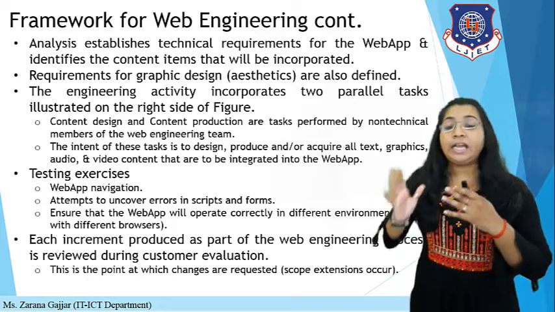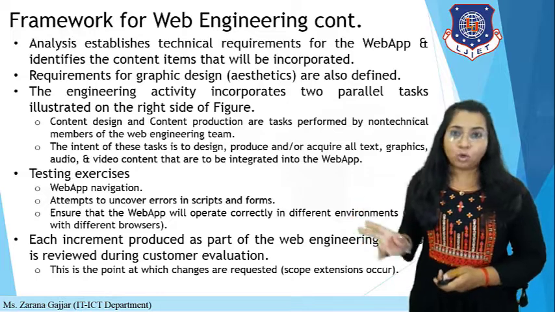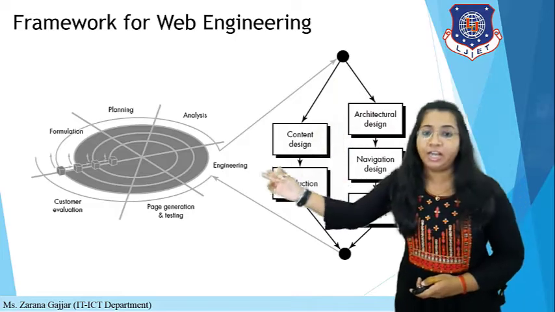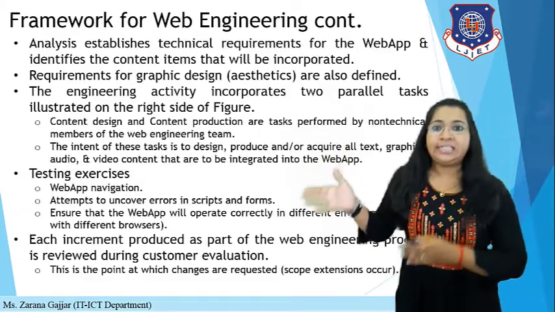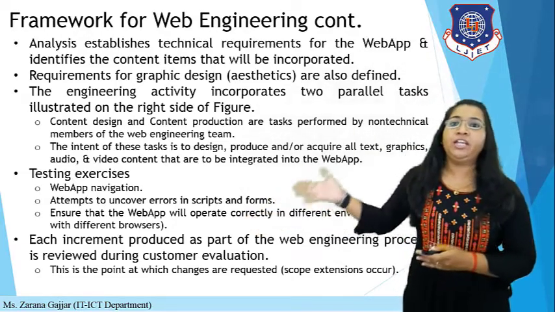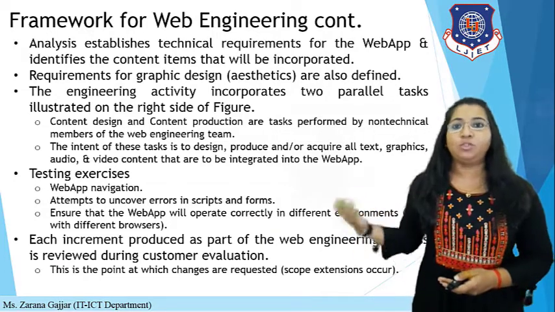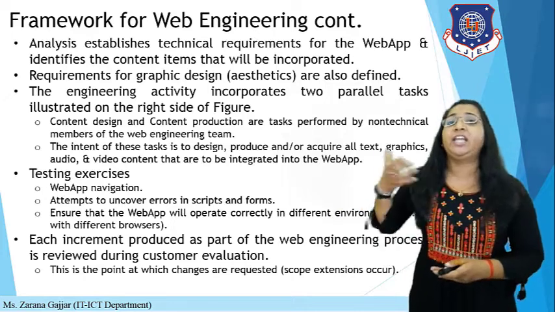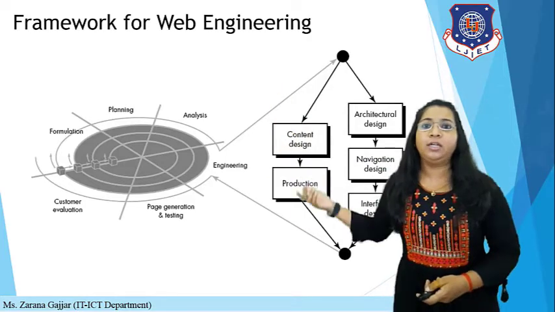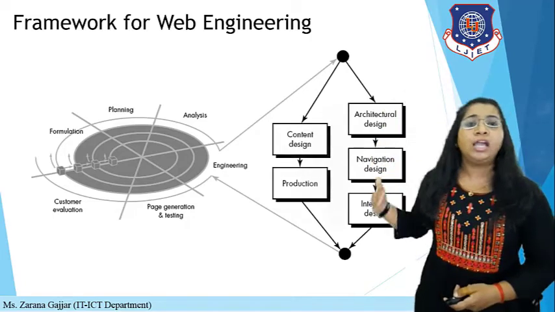Now another activity is the engineering activity. The engineering activity incorporates two parallel tasks. In the image we have already discussed that two parallel activities are performed in an engineering task. Here content design and content production are tasks performed by a non-technical member of the web engineering team, and the intent of this task is to design, produce and or acquire all the text, graphics, audio and video content that are to be integrated into the web application. In the image you can see content design and content production; this is the activity of the non-technical team and this is the activity of the technical team.